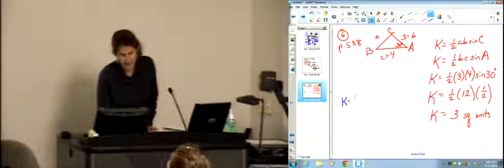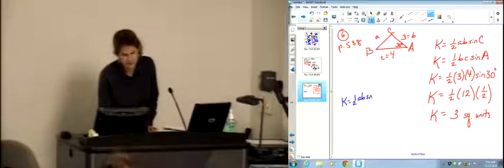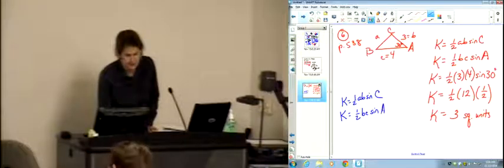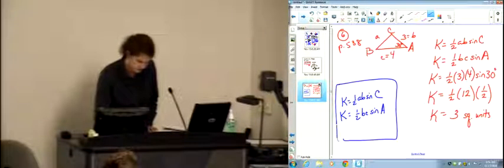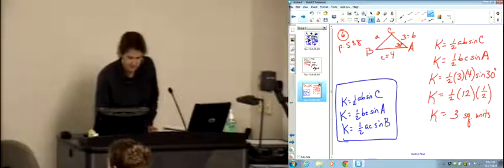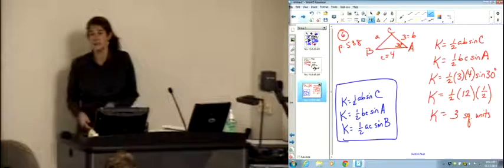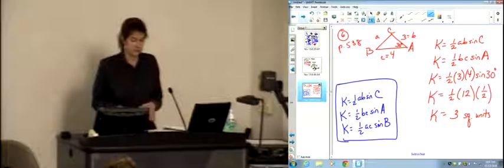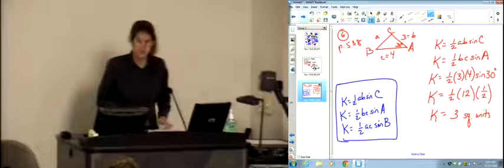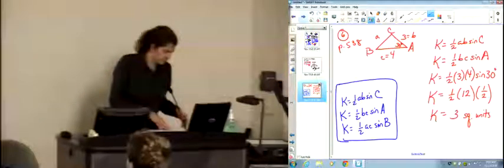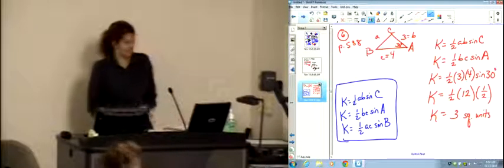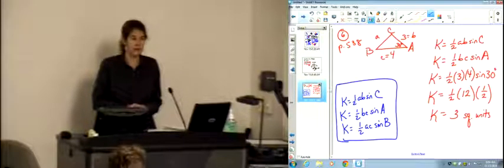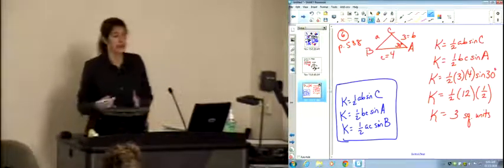So we had K equals 1/2 AB sine C. We just used K equals 1/2 BC sine A. What's the other one I might need to use? Yeah, 1/2 AC sine B. So like the law of cosines formulas, we can adjust it to fit whatever sides and angle we know. Those are pretty straightforward formulas. If you know side, angle, side, then you've got a formula that you can find the area of a triangle pretty easily.